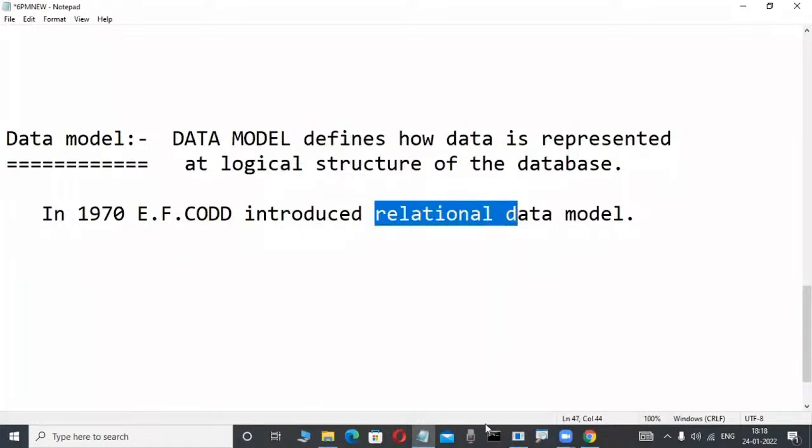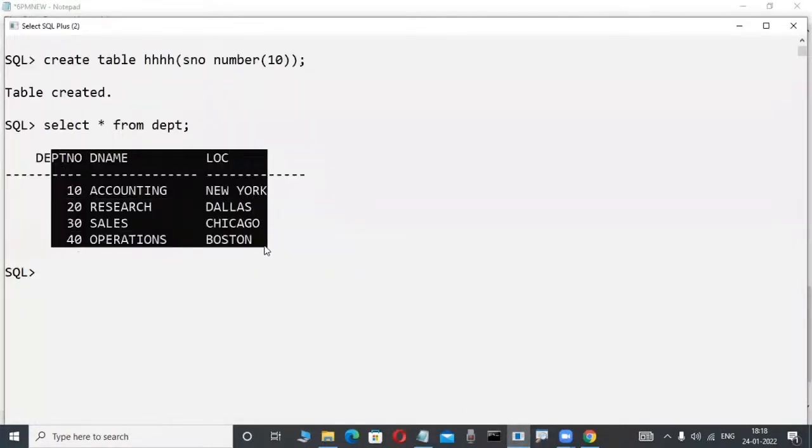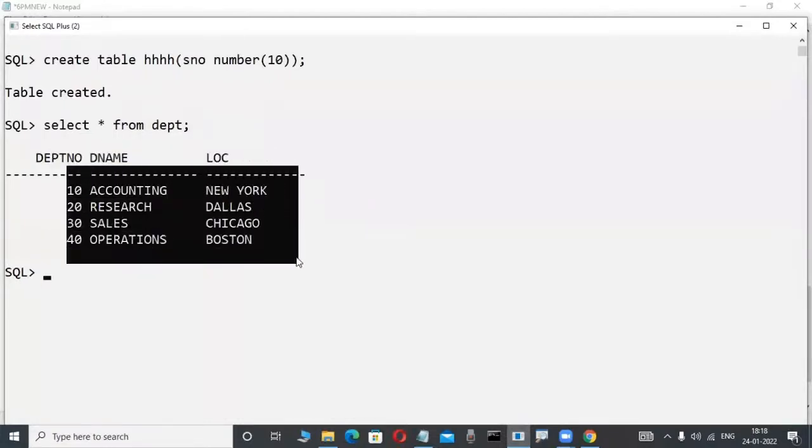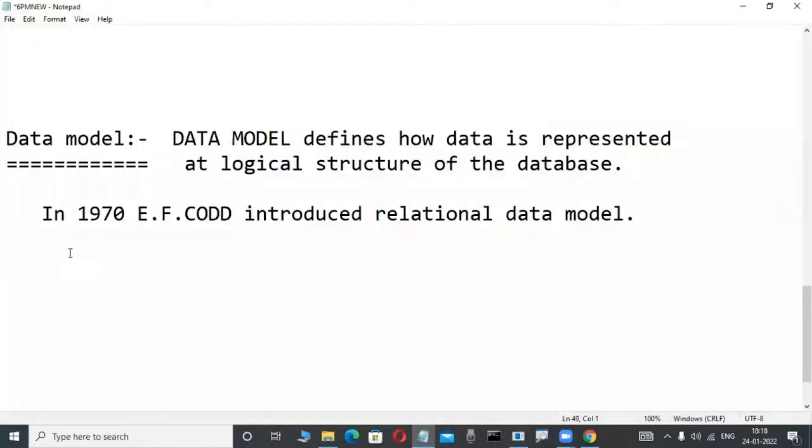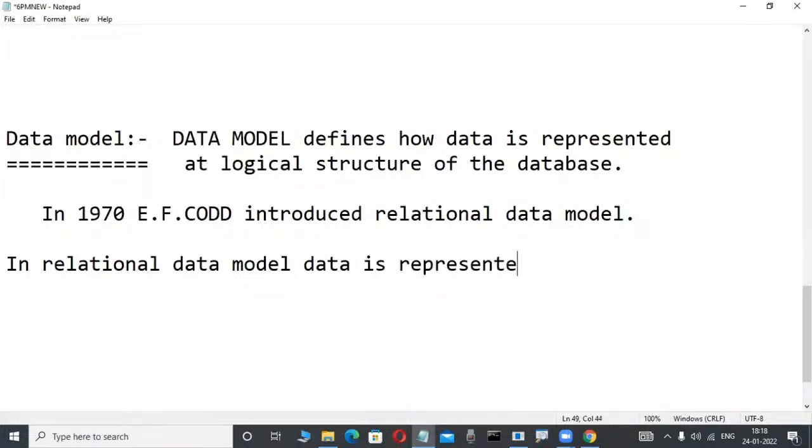Relational data model means, in a logical structure, this logical structure is not visible in the operating system. In this logical structure, data is represented in the format of rows and columns. That is nothing but two-dimensional tables. Observe here, in the relational data model, data is represented in two-dimensional tables, in the format of rows and columns.